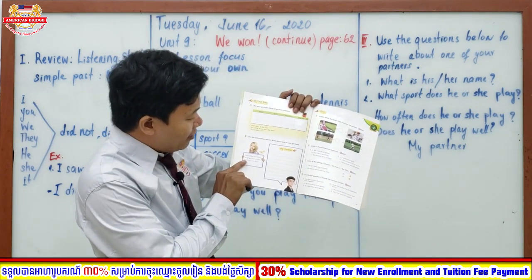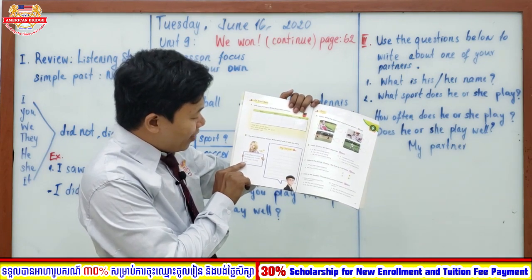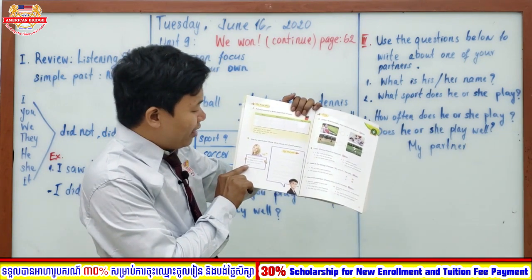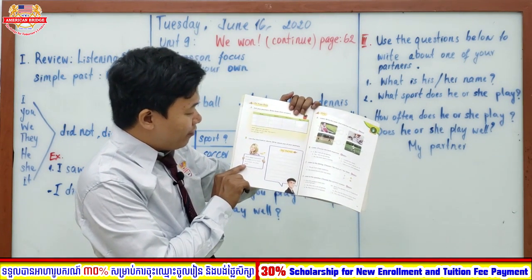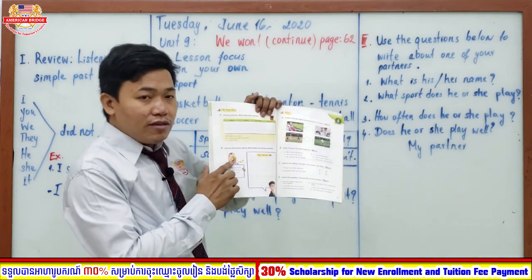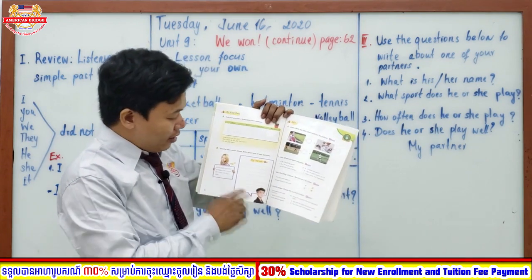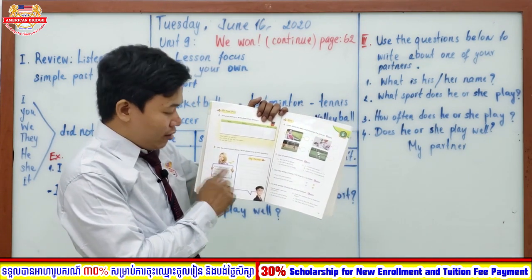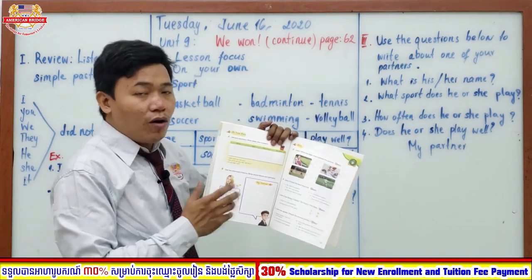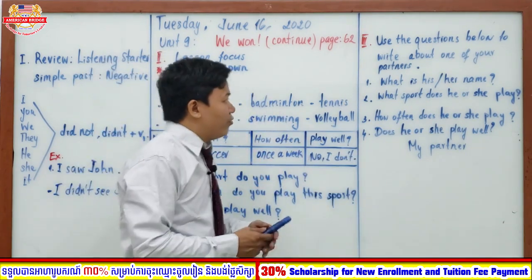Black plays basketball. He plays once a week. On Fridays, he plays well. Read again. Black plays basketball. He plays once a week. On Friday, he plays well. So this girl is talking about one of her friends, Mr. Black. So you can use this kind of text and reflect on your exercise. Read one more time with me before we start doing our exercise.